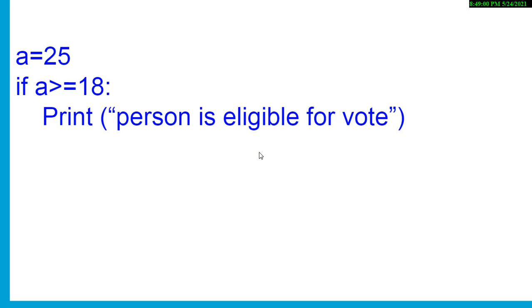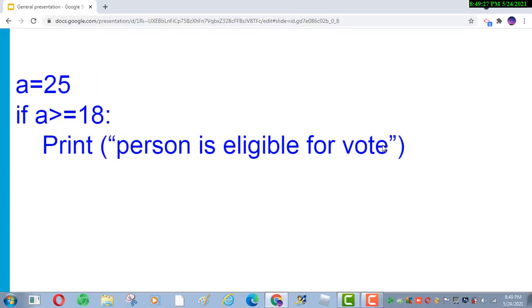Now we'll take a small example wherein we have a is equal to 25. We are assigning a particular integer number, that is a is equal to 25, and we are saying that if a is greater than or equal to 18, that is a condition being given. We can say print person is eligible for vote. Okay, now let us see. I'll just execute and show you.